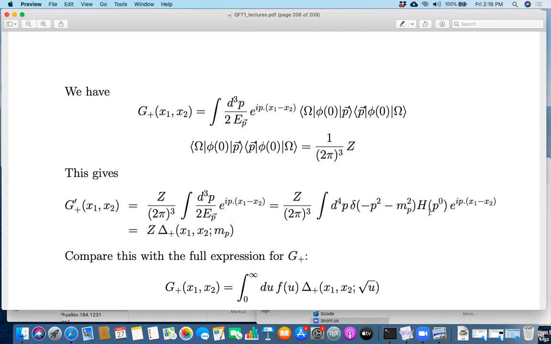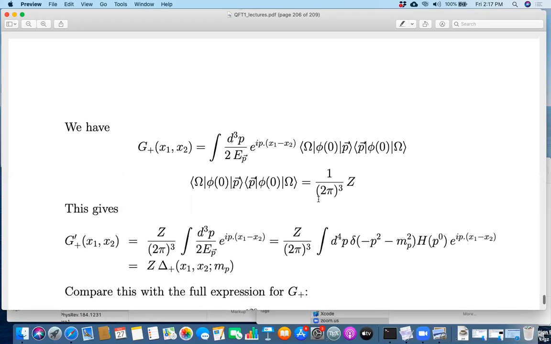And this theta(p0) guarantees that we pick only the p0 equal to plus E_p contribution and not the p0 equal to minus E_p contribution when you do the p0 integral. It will also set p0 equal to E_p in this exponent, which of course was understood here. Even though I wrote it as e^{ip·(x1 - x2)}, it was understood that the energy component p0 is not an independent variable, but is given by E_p. In this form, you can take p to be the independent variable because this delta function will set p0 equal to E_p. Is this clear, this line?